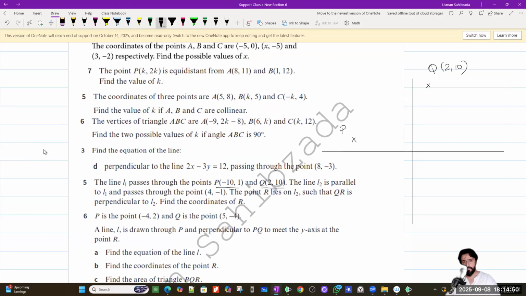Not so bad. Not so great. Doesn't even matter. The line, that's L1. It's an unending line. It doesn't have an end. Lines don't end. Line L2 is parallel to L1 and passes through the point (4, -1).